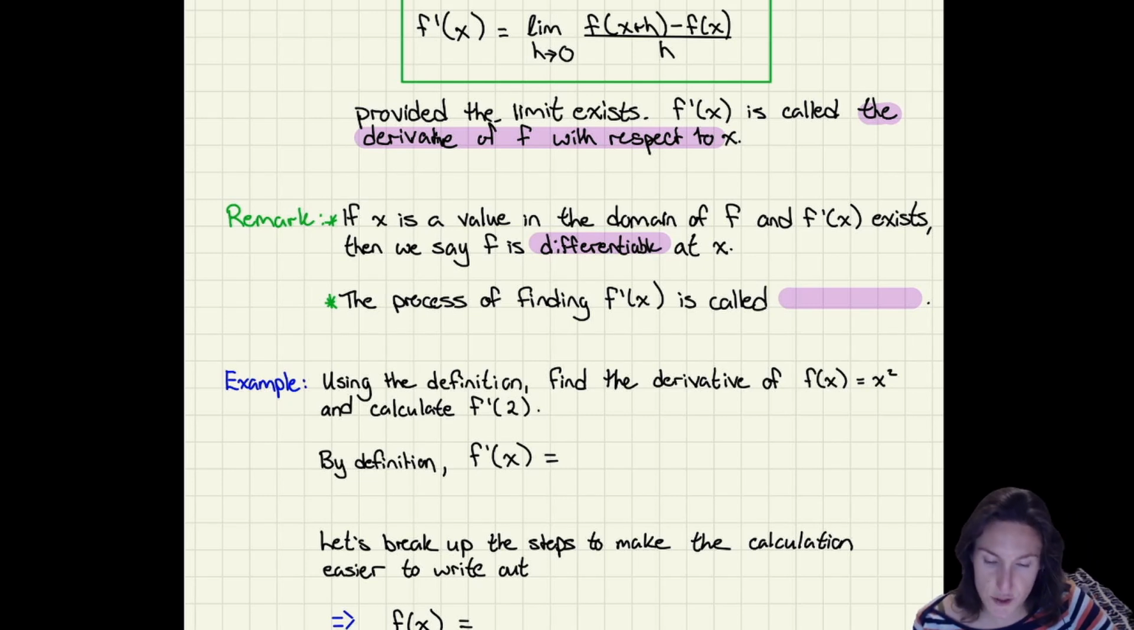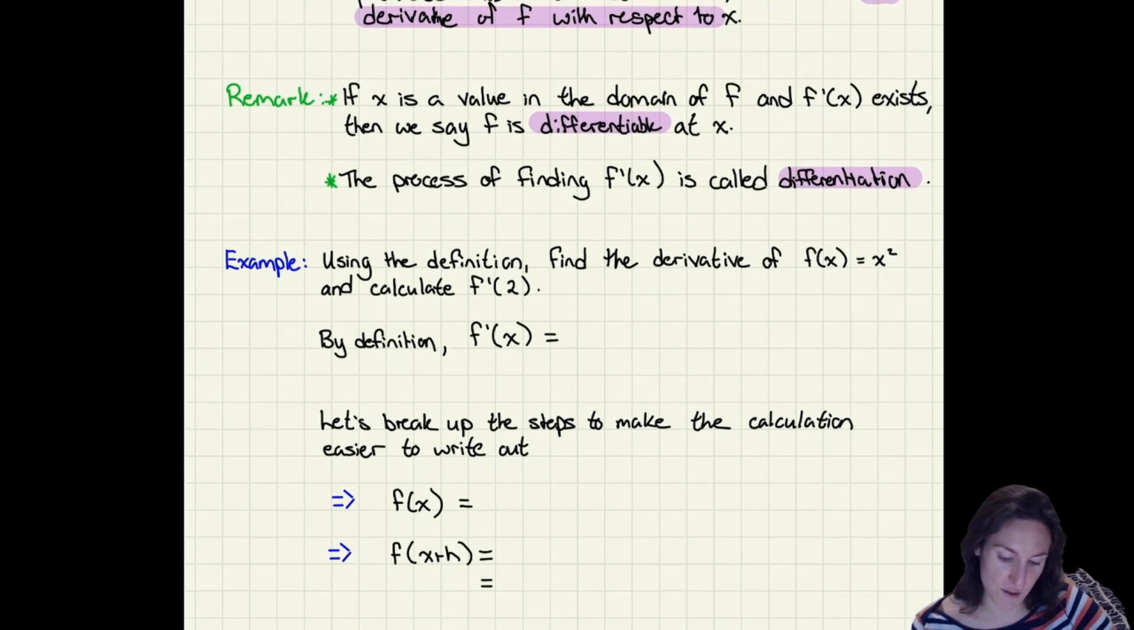Okay, so this is differentiable at x, and the actual process of finding the derivative, this f prime, that is called differentiation. Okay, so the actual function is called the derivative. The process of finding the derivative is called differentiation. And if you can find the derivative, if you can differentiate, then the function is called differentiable. Okay? Nice little tongue twister for you there.